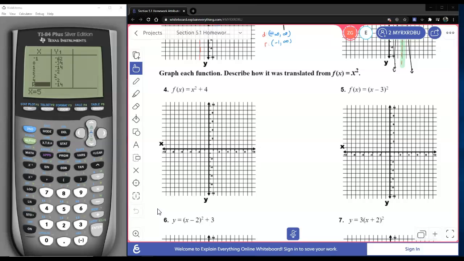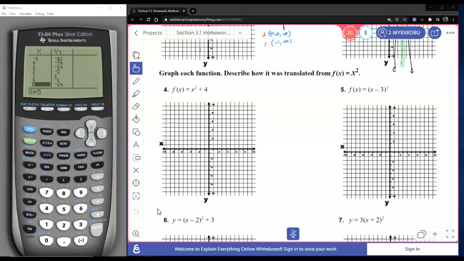For problems 4, 5, 6, and 7, you are required to graph the parent function, and then graph the function that is written, and then all you have to do is describe the transformation as compared to the parent function. I do expect you to have two tables for each graph, and so we're going to start with number 4, and I'm going to zoom in. You don't have to redo the parent function table. Once you know what the parent function table is, you can reuse it over and over again.